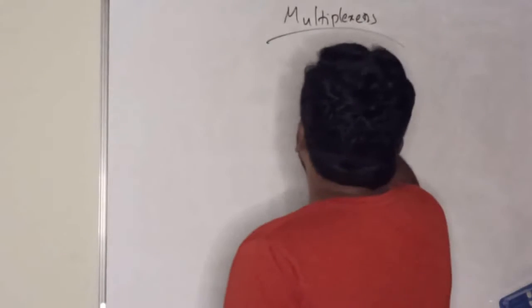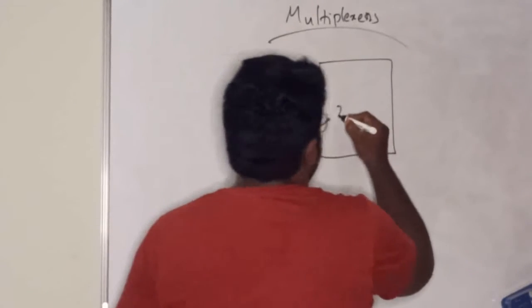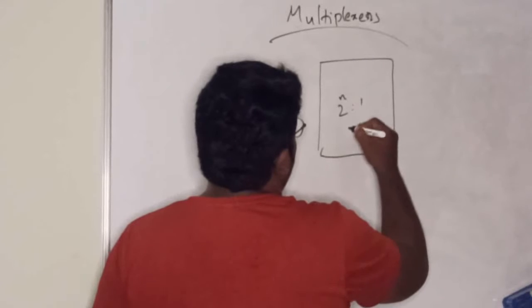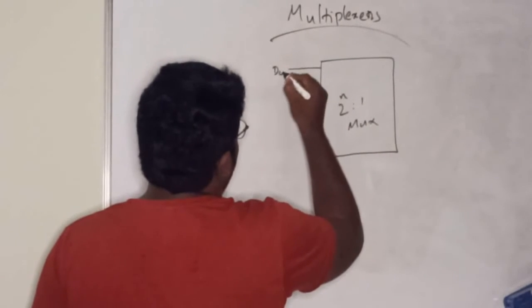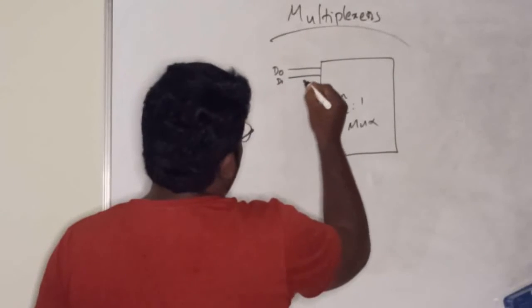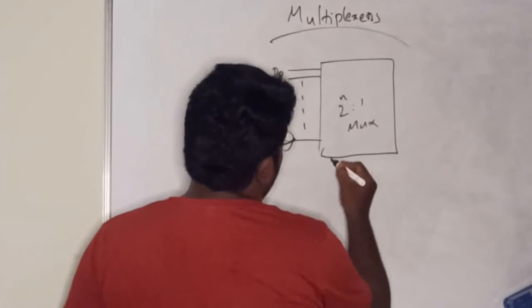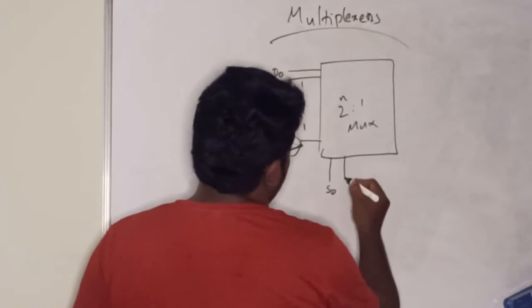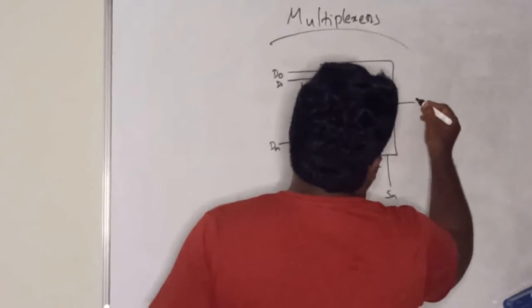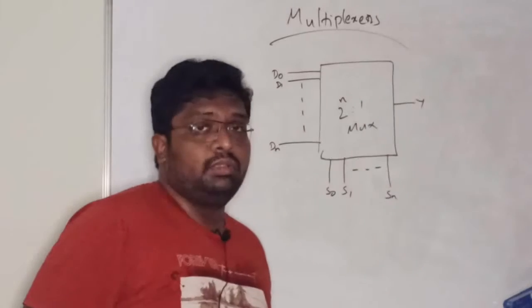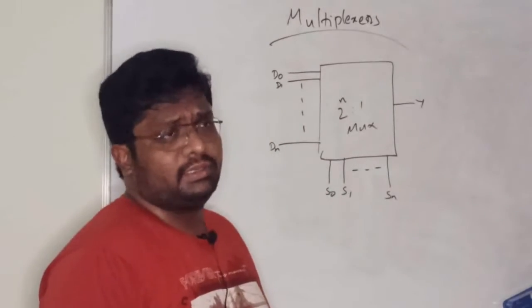So the block diagram for a multiplexer is represented as a 2 power n to 1 multiplexer. Here these are the data lines D0, D1 and so on to Dn. The select lines, or control lines, are S0, S1 and so on to Sn, and we have a single output Y. So this is the block diagram for a multiplexer.